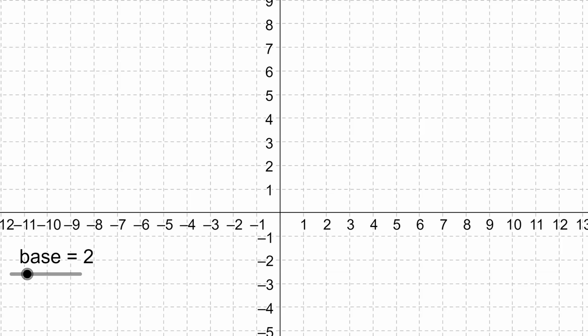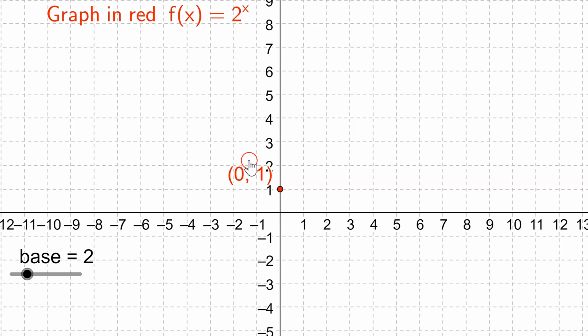In this video, we're going to look at the relationship between the graphs of exponential and logarithmic functions and how changing the base of these functions affects the graph. I'm going to start with f(x) = 2^x.